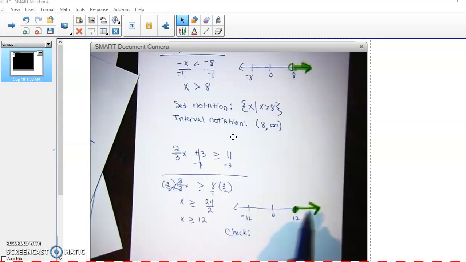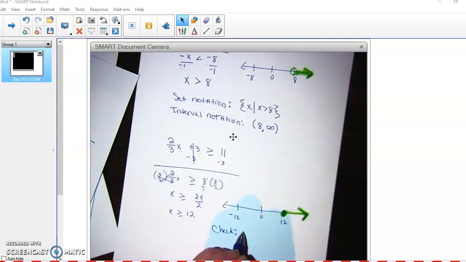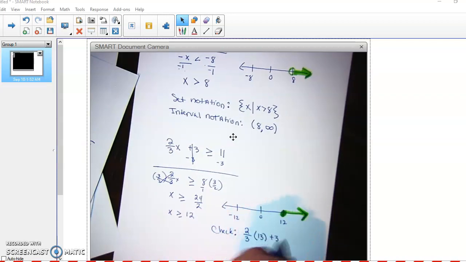So the next number would be 13, right? I'm not going to do this with 12 just because I shaded it in. It will work, but I'm going to try 13. 13 will be my next number. And I'll show you two different ways to do this. 2/3 times 13 plus 3 is supposed to be greater than or equal to 11. Okay?